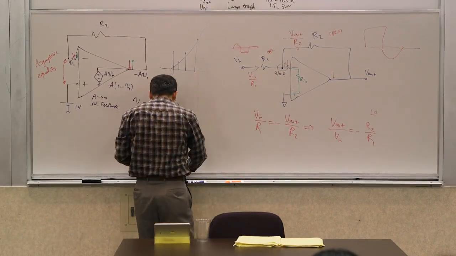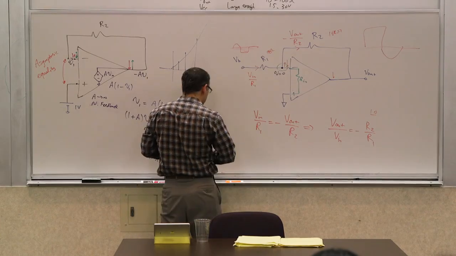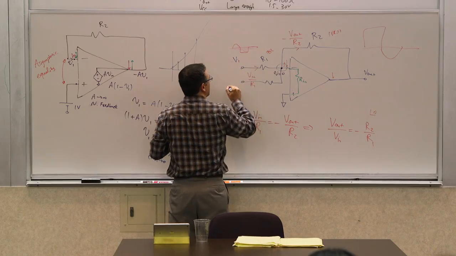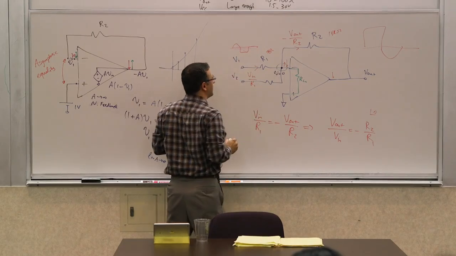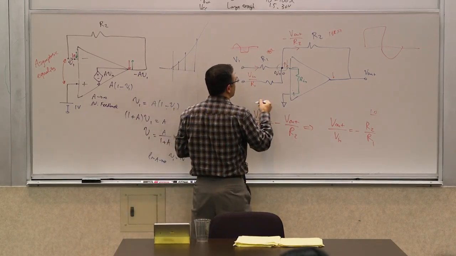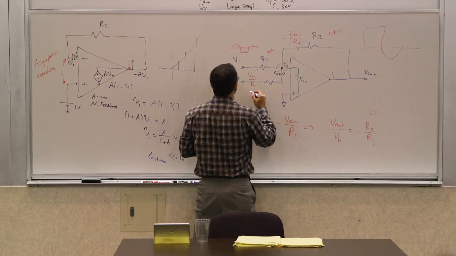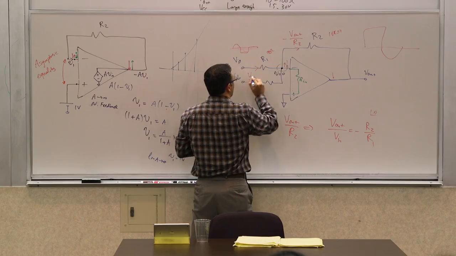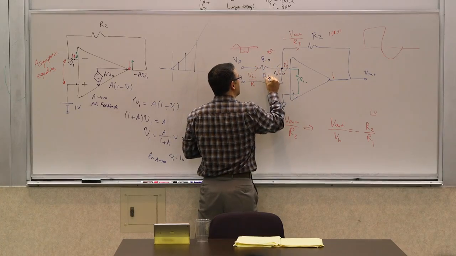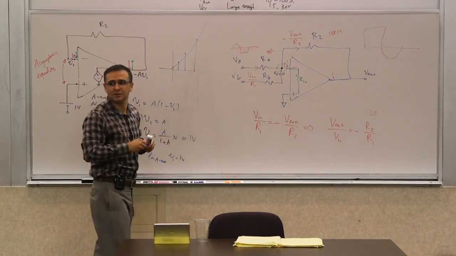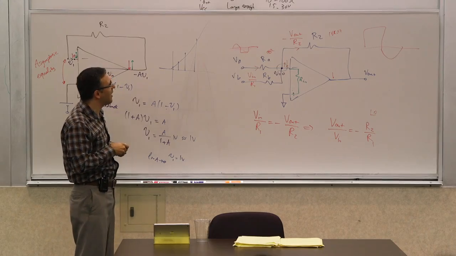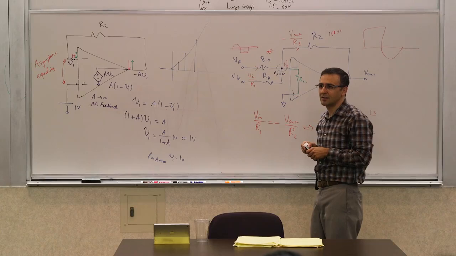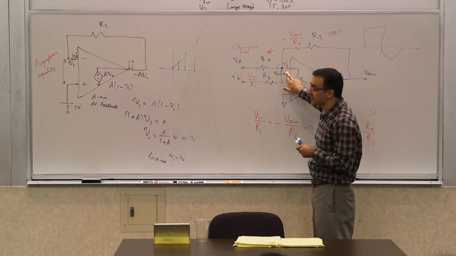So what if I add another branch here? Let's call this V1 and this V2. Big bad naming convention, let's call them VA and VB, and this RA and RB. Okay? So now what's going to happen? The sum of these 3 currents has to be 0, because of negative feedback, this voltage is still 0.